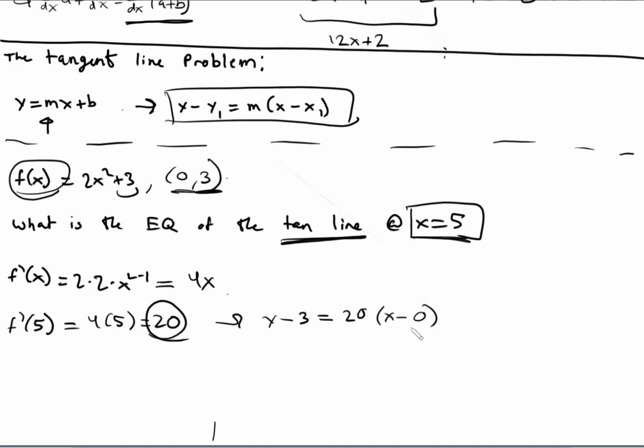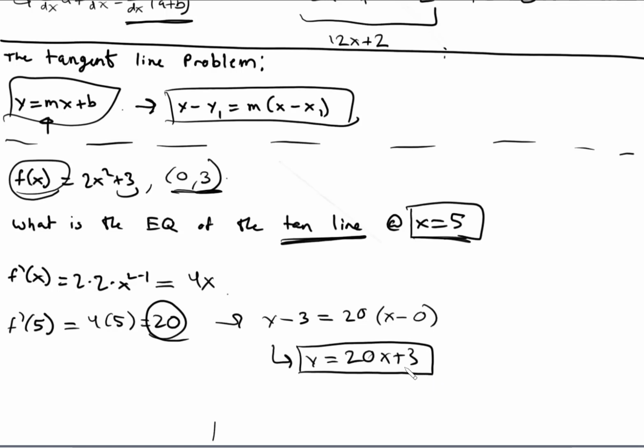Now you can leave it like this on an AP test, but if you're used to the y equals mx plus b form instead, you can also take the time and convert it into y equals mx plus b. In other words, this just becomes y equals 20x plus 3. And that becomes the equation of the tangent line at this specific point. So that is one of the most common applications of derivatives you'll see.